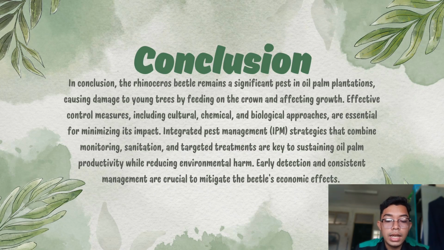So, the conclusion. The rhinoceros beetle remains a significant pest in oil palm plantations, causing damage to young trees by feeding on the crown and affecting growth. Effective control measures, including cultural, chemical, and biological approaches, are essential to minimizing its impact. Integrated pest management (IPM) strategies that combine monitoring, sanitation, and targeted treatments are key to sustaining oil palm productivity while reducing environmental harm. Early detection and ecosystem management are crucial to mitigate the beetle's economic effect.